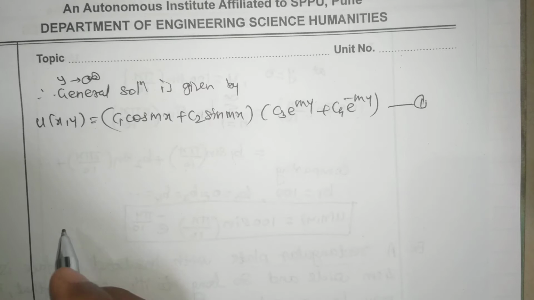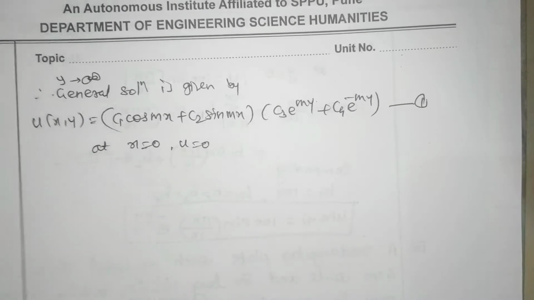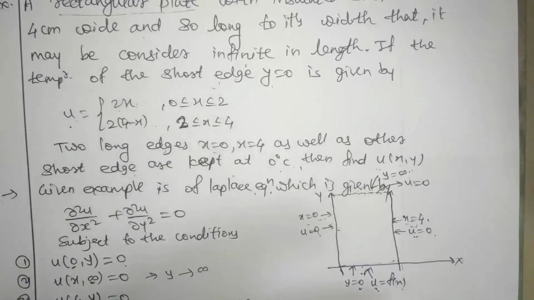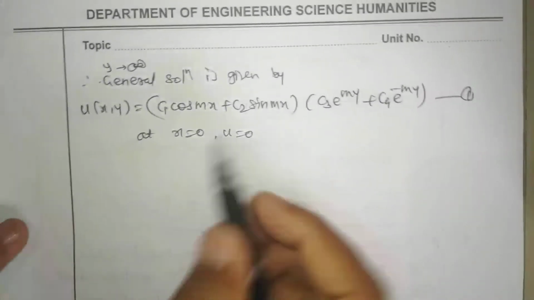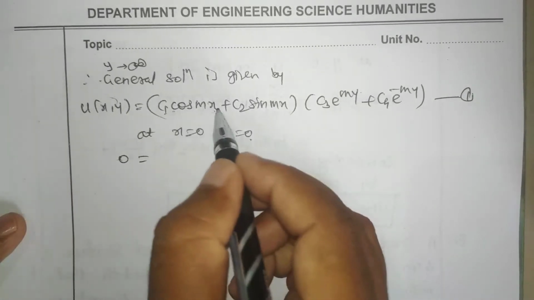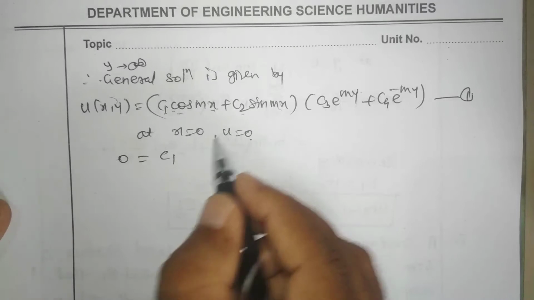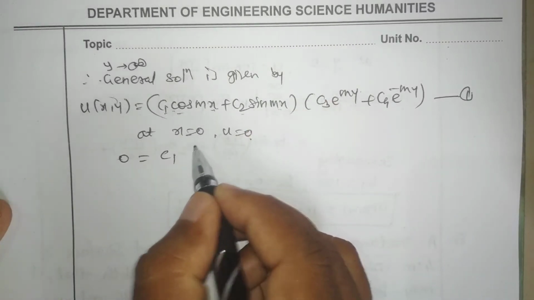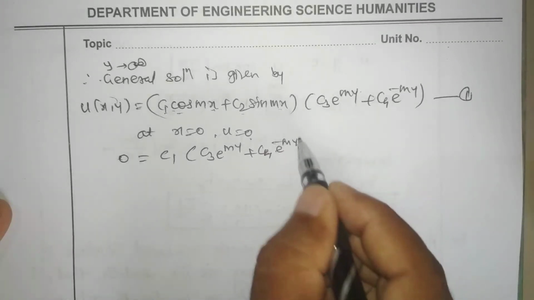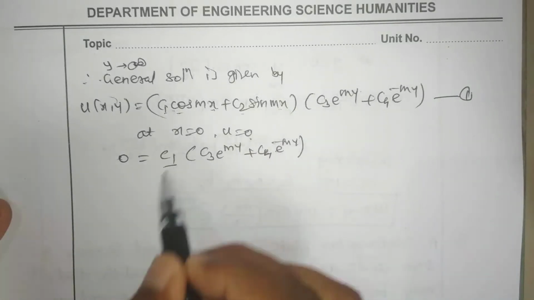First condition, what is the first condition? At x is equal to 0, value of u is 0. So we will get u is 0, that means this term becomes 0, x is 0. So we will get c1 cos 0 is 1, sin 0 is 0, so this term gets eliminated, into c3 e raised to my plus c4 e raised to minus my. Then we know that this bracket is not 0, so we will get c1 is 0.